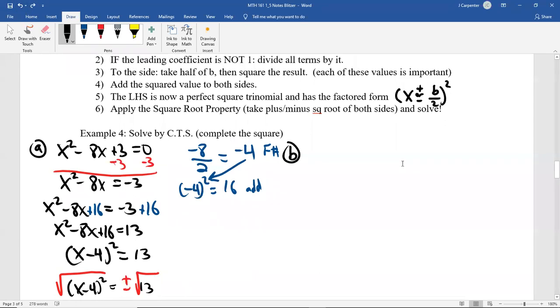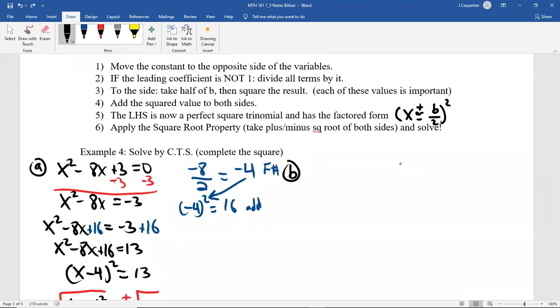Okay, another one. X squared plus 6x plus 11 equals 0.